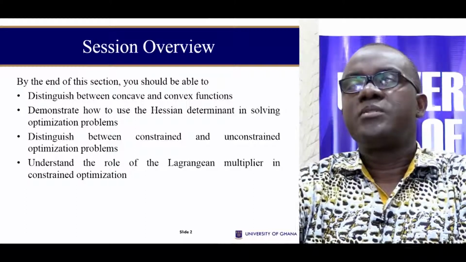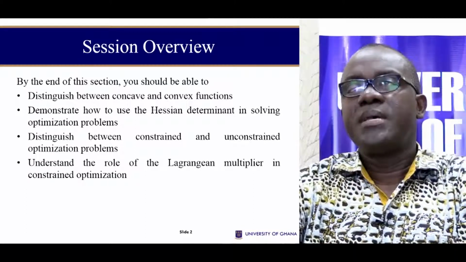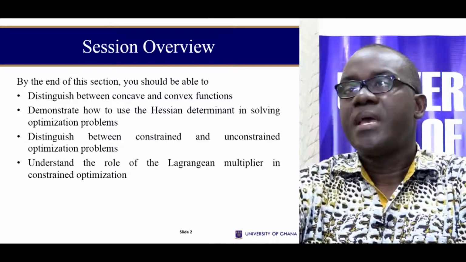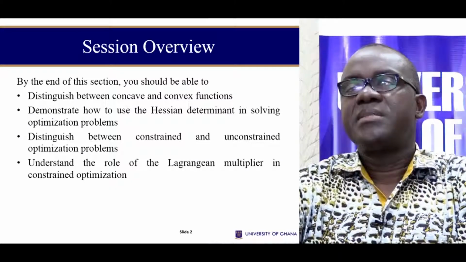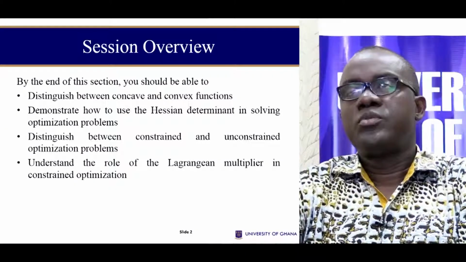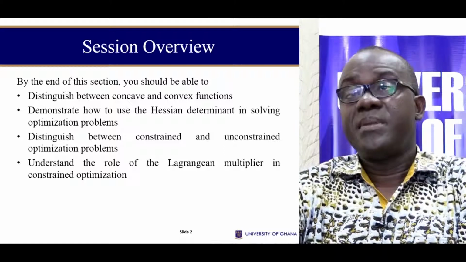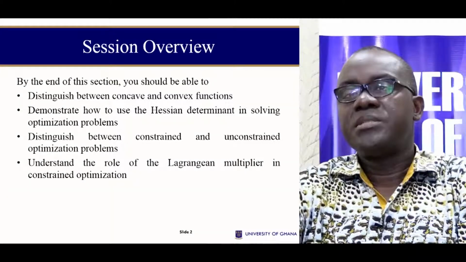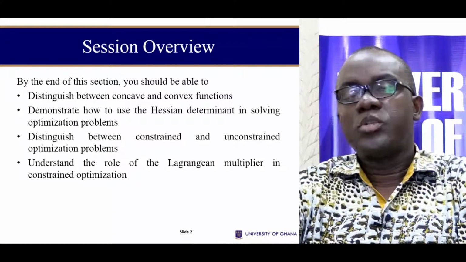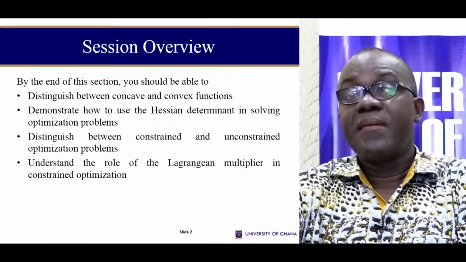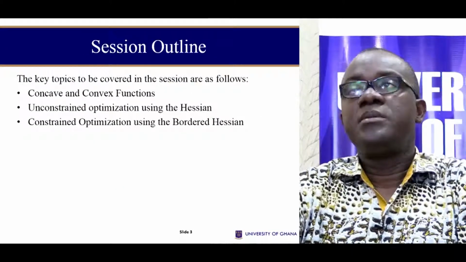Now, in this section, what we're going to learn is to be able to distinguish between concave and convex functions, understand what the Hessian determinant is, and also try to understand how this Hessian determinant is used to solve constrained optimization. And we also look at situations where we have constrained optimization, where the Lagrangian multiplier would be used.